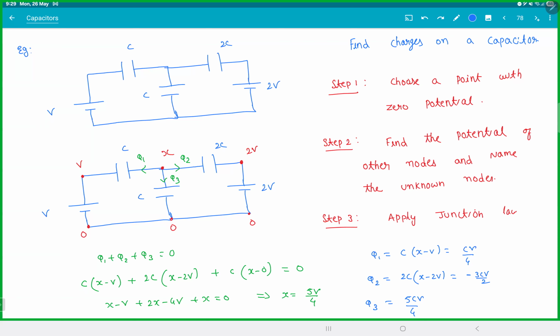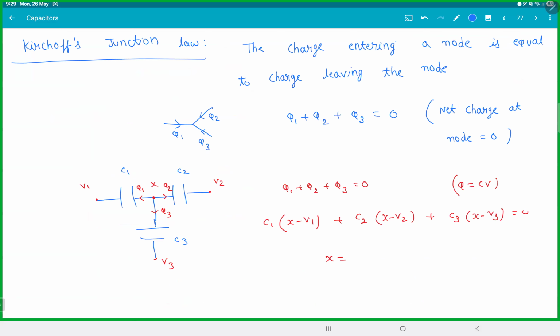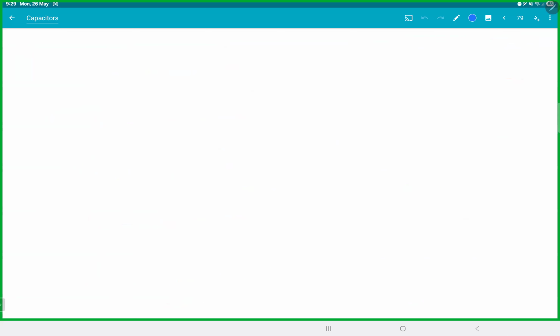Any doubts on the steps? Adi, clear with this? Let's see.